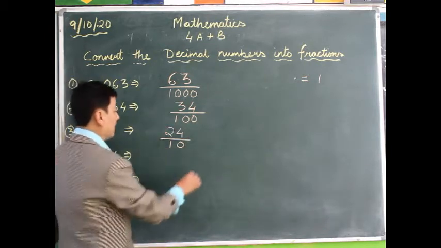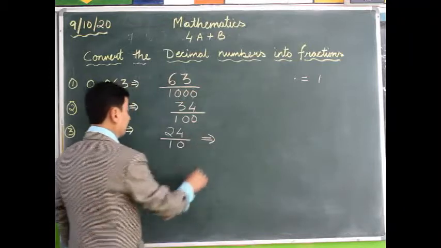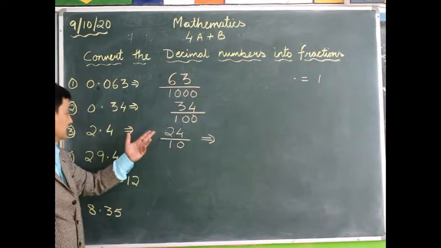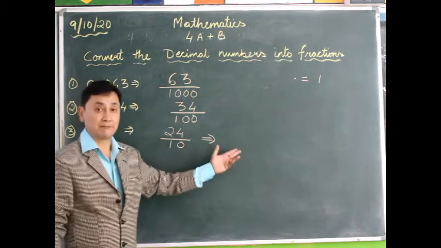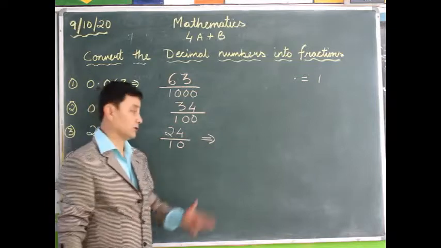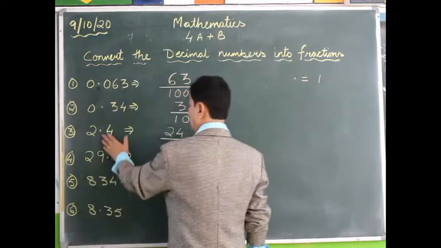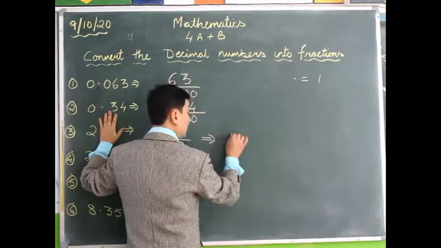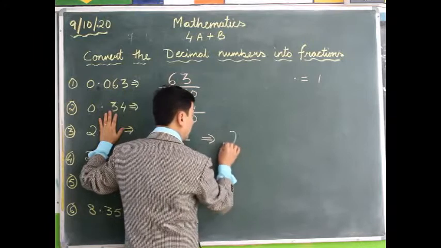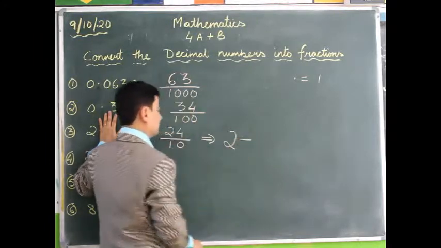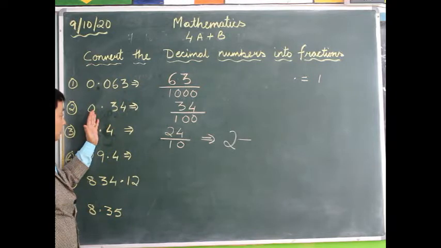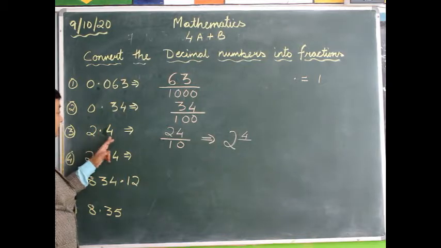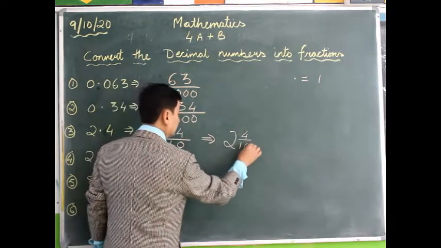Let's do this one now. So there are two ways of doing it. We can convert this decimal number into an improper fraction. We can convert this decimal number into a mixed number. Okay? So, it's easy. What number do you see before the decimal point? 2. Whatever number comes before the decimal point is the whole number. 2. Got it? After the decimal point, what do you see? 4, and 10.